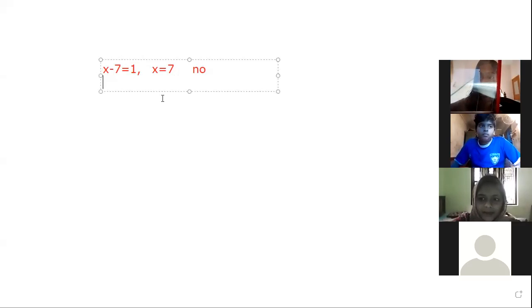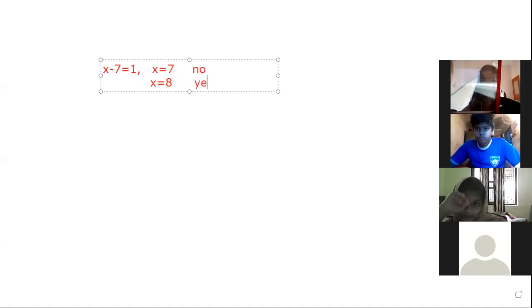Look at your next one. That is the same equation. The value of x changes to x is equal to 8. Then what happens? While substituting 8 in the place of x, 8 minus 7 is equal to 1, is it? Yes. 8 minus 7 is equal to 1. Then the value of x is satisfying. So we can write it as yes.